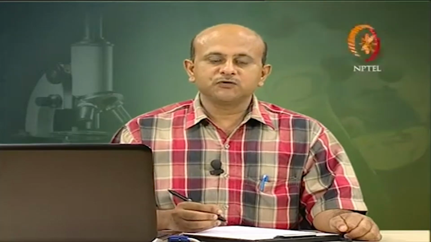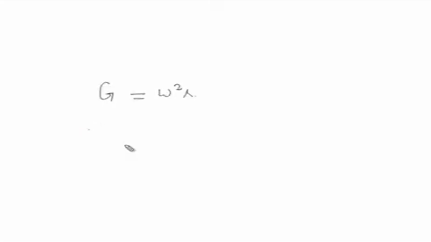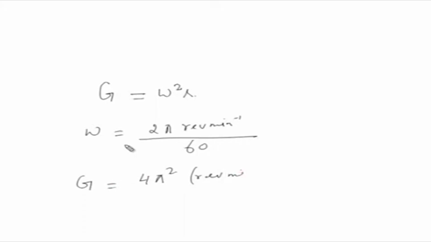This applied centrifugal field can also be expressed in terms of revolutions per minute. Here one revolution equals 2 pi radians. If you have to convert the angular velocity, which is expressed in radians per second, into revolutions per minute, you can do it by 2 pi revolutions per minute upon 60. This can be substituted in the above equation, which becomes 4 pi square revolutions per minute upon 3600.